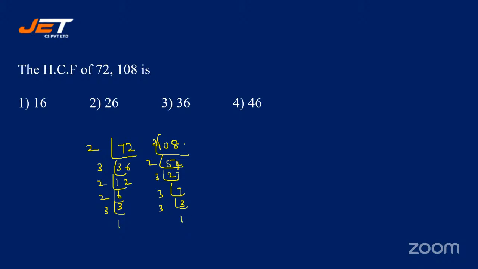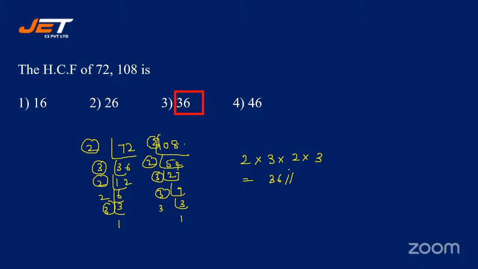Okay. All right. So here, whatever is common, let's say 2, 2, 3, 3. Isn't it? So 2 into 3 into 2 into 3. 2, 3, 2, 3. So 3 2s are 6, 6 2s are 12, 12 3s are 36. Yes, let's see. Yes, it is 36.